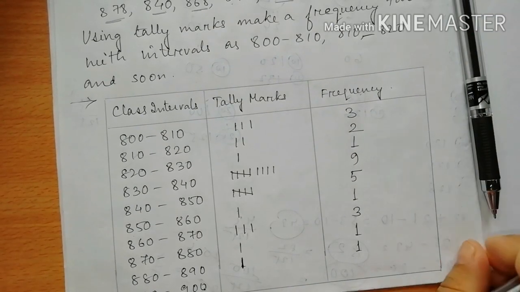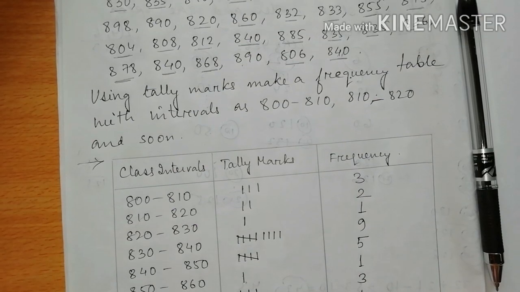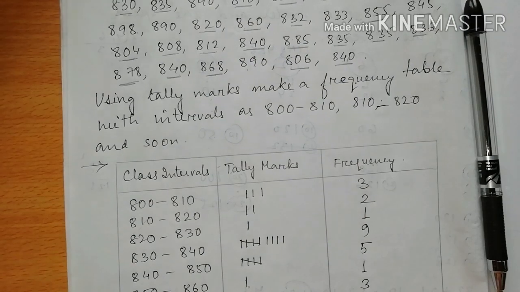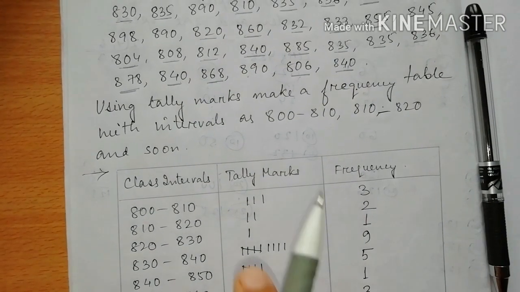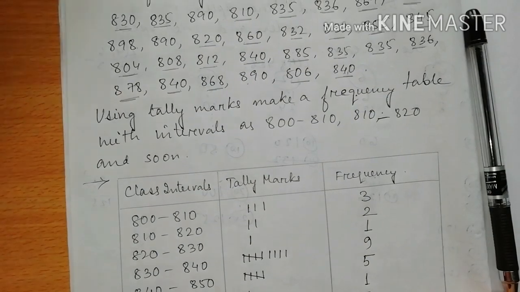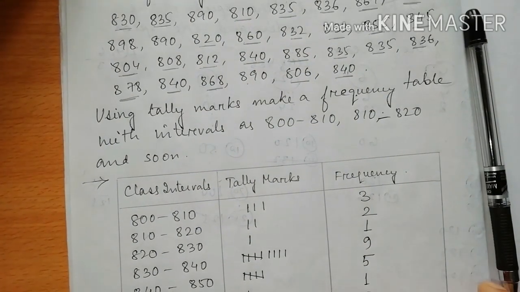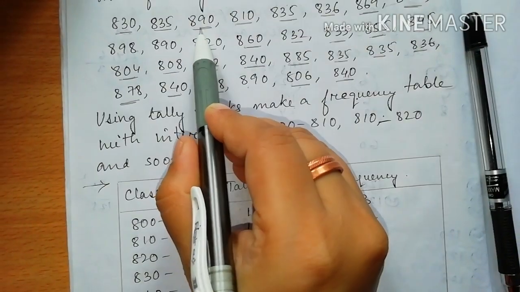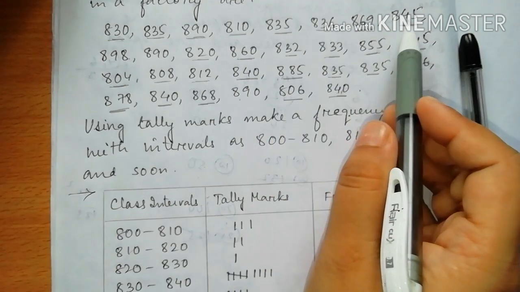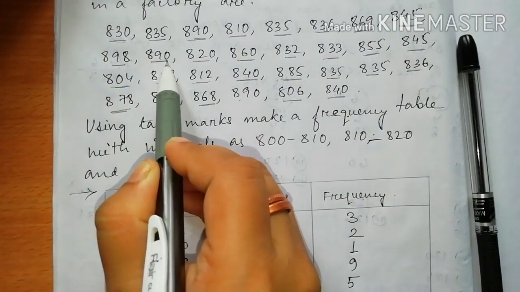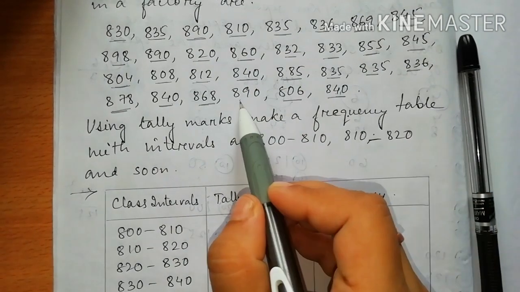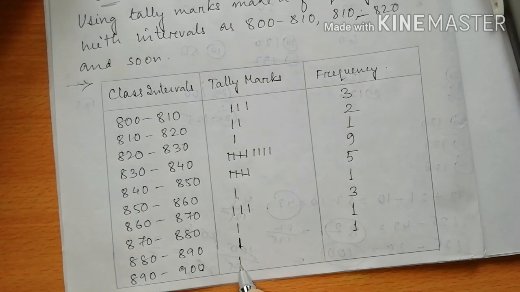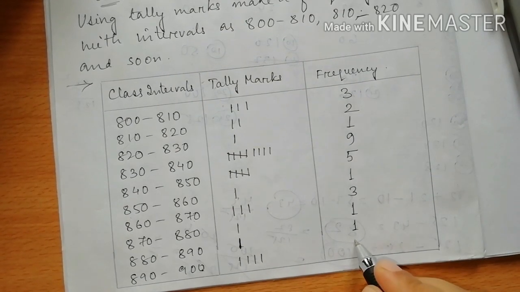Then 890 to 900, numbers from 890 to 891. Sorry, 890 to 899, tens digit 9. So there are 4 numbers here: 1, 2, 3, 4. Frequency 4.